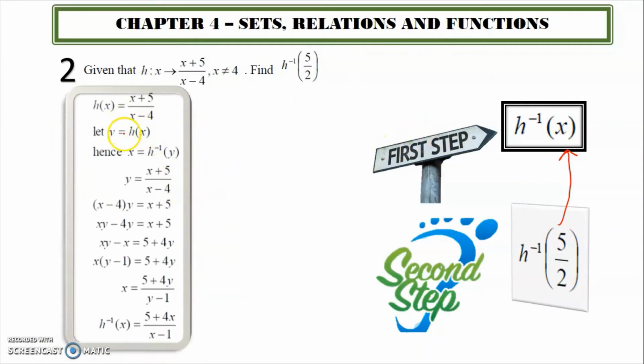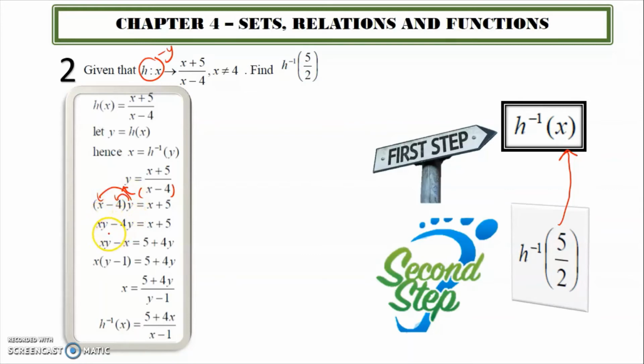Okay, so let y equals to hx, x equals to h inverse y. So, hx ni kita tukar jadi y. So, dia akan jadi y equals to x plus 5 over x minus 4. And then, kita kena pindahkan sampai tinggal x sama dengan something. So, pindahkan dulu x tolak 4 ke sebelah kiri. So, daripada bahagi, dia akan tukar jadi darab. Okay, and then kita kena expand dulu.